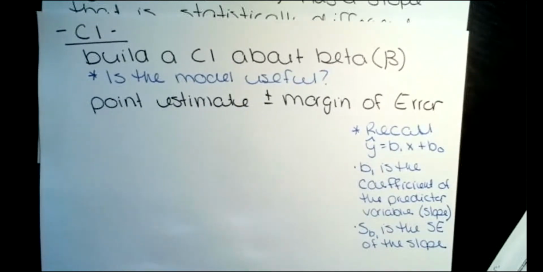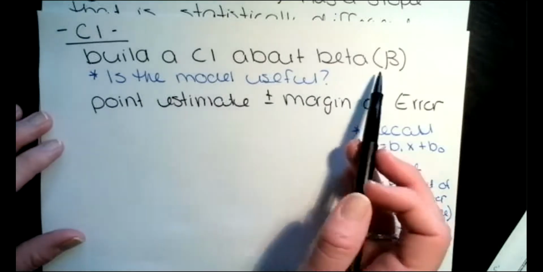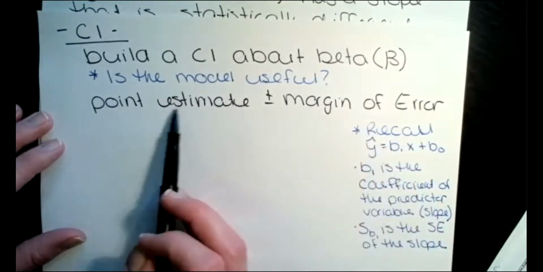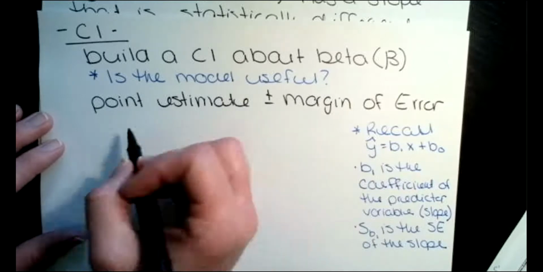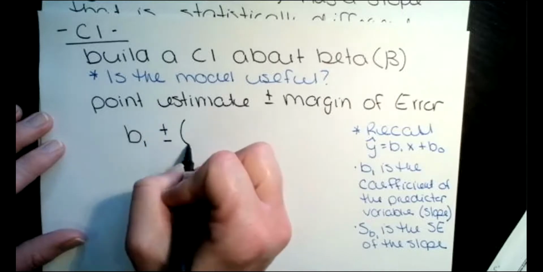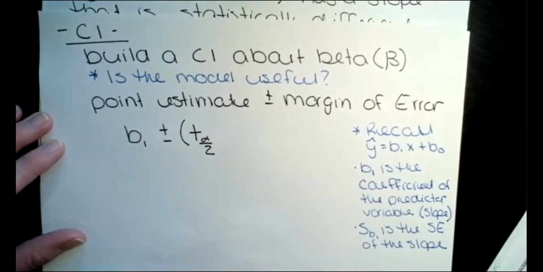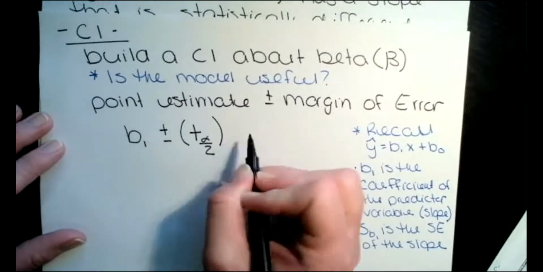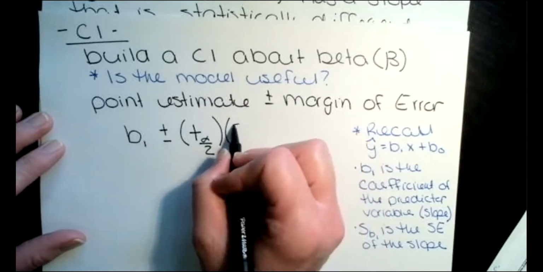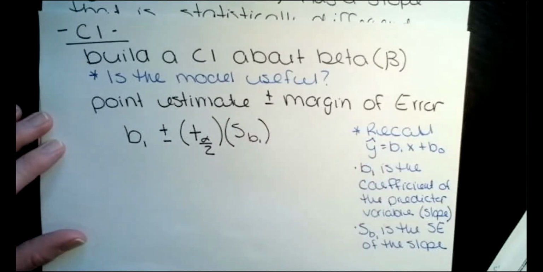Okay. So what we're looking at here is, remember, whatever we're building our CI about, which is beta, our point estimate is from our sample, right? So that is going to be b1 plus or minus t, because we're working with all numerical data, at alpha divided by 2 times the standard error, so S of b1. So this is our formula. You know we're not doing this by hand. I just like to show you what Minitab's doing behind the scenes. Okay.